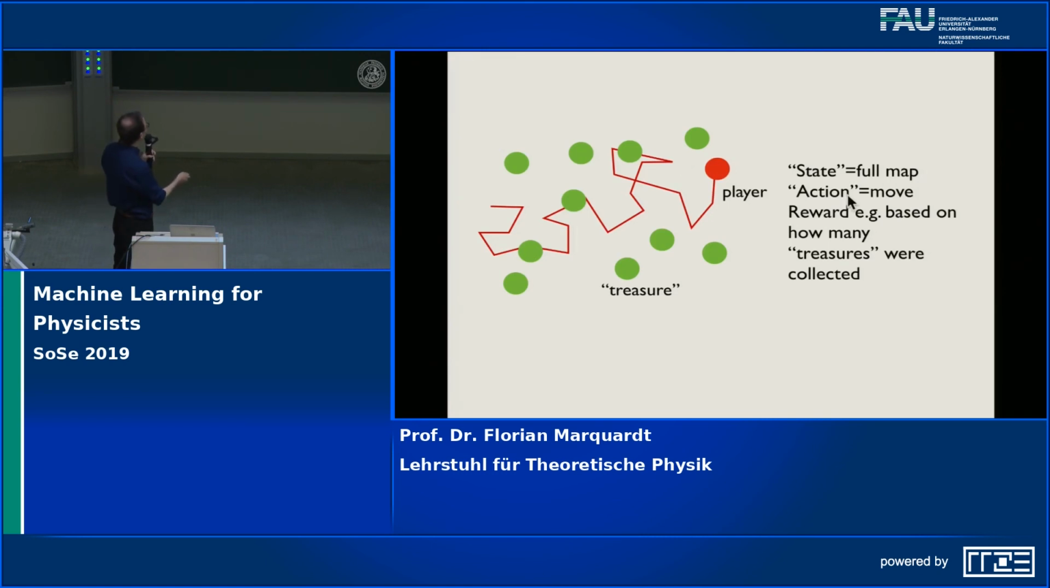Now the actions are the different moves, maybe up, down, left, right. And then the reward will be based on how many treasures you have collected. And your goal is, of course, to collect as many treasures as possible. And then again, you can distinguish different games. Maybe these treasures always sit at the same points, and if you play the game long enough, you can memorize where these points are. Or maybe whenever you start the game again, the treasures sit at different points, and maybe you have to figure out where they are sitting. Okay.